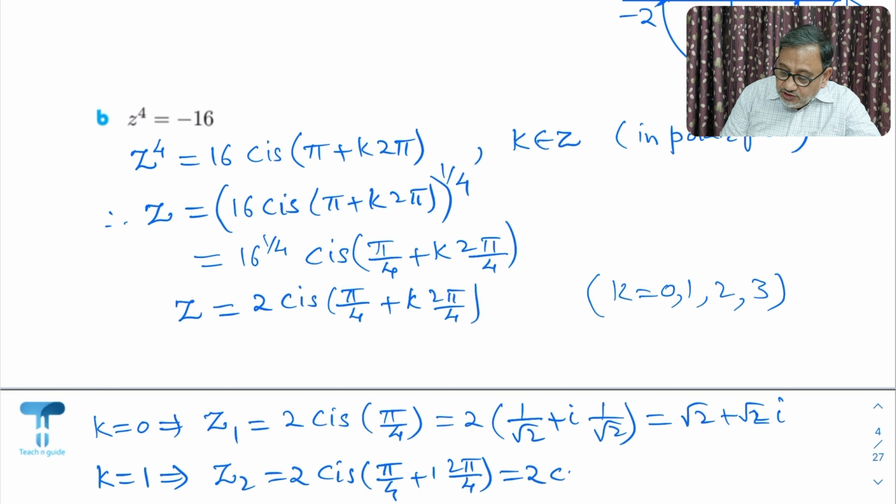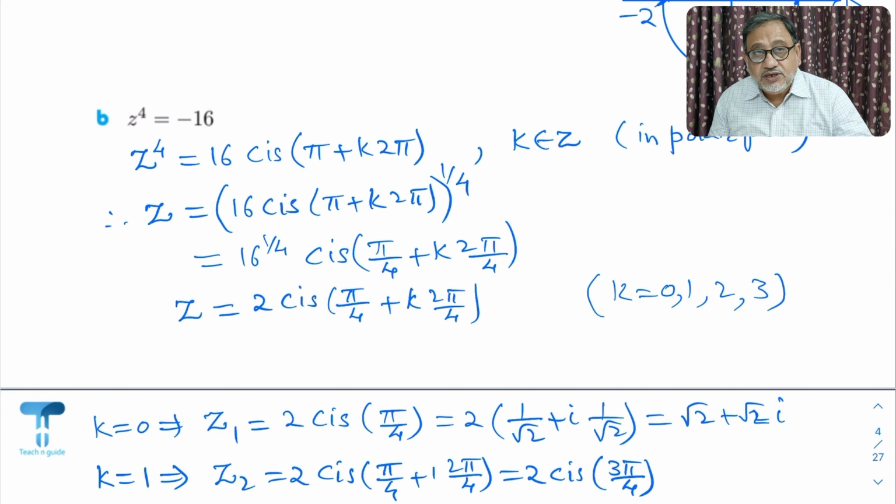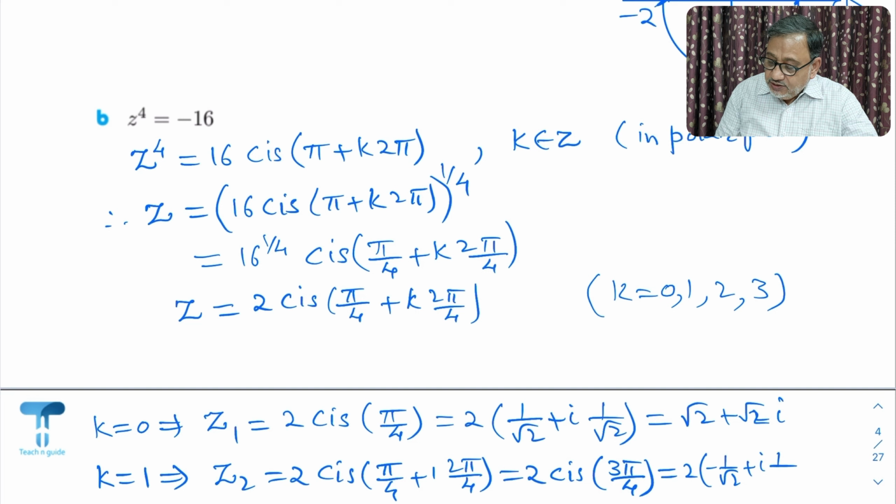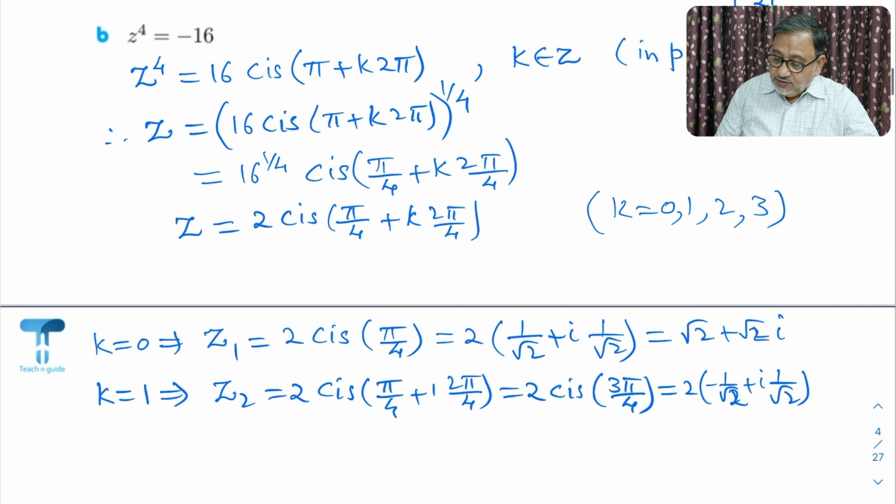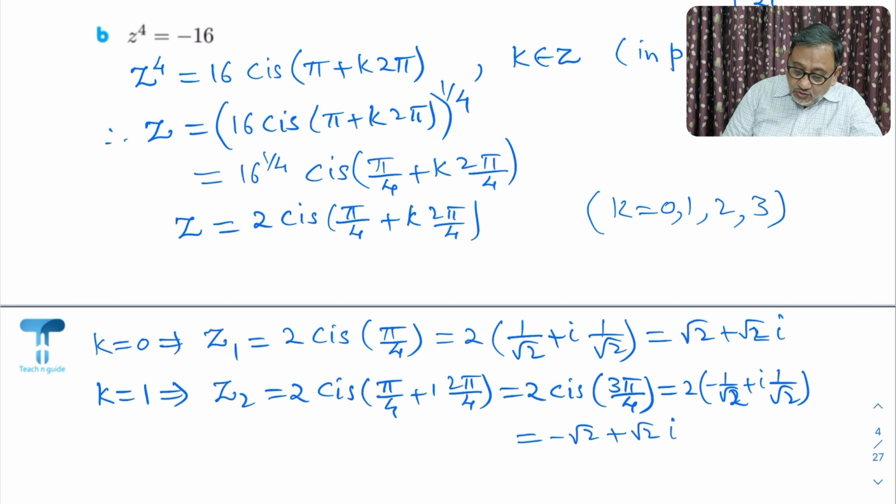So 2 cis 3π/4. Now 3π/4 is in the second quadrant. So the answer will be 2 into minus 1 by root 2 plus i into 1 by root 2, because in the second quadrant, cosine will be negative and sine will be positive. So the final answer is minus root 2 plus root 2 i. Okay, this is the second root.